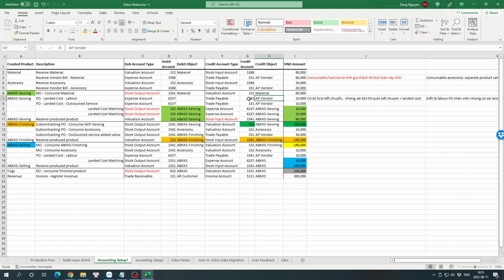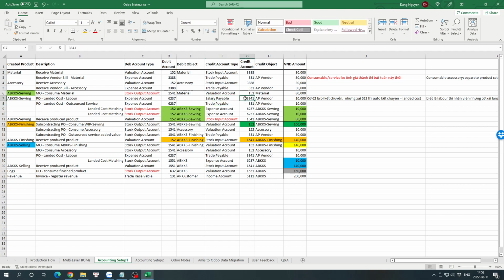Well, you are cutting the material to produce this, so it's salary payable 3341. All right. If it's landed cost but outside outsourced service, it's going to be 331. A real trade payable. This is salary payable. Should be salary.